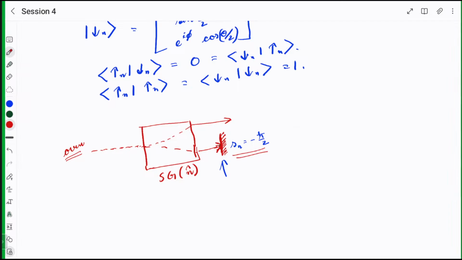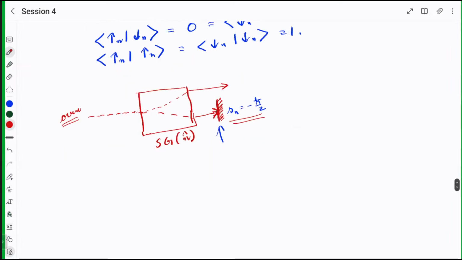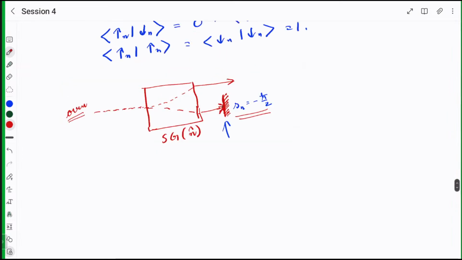Any ideas? Sir, it's still a measurement. If we are measuring the spin down component, we are not measuring the spin up component, but it is still a measurement, right? Right. I think I know where you're getting at, and you have understood it properly. But for the rest of you, let me reiterate what you have said.